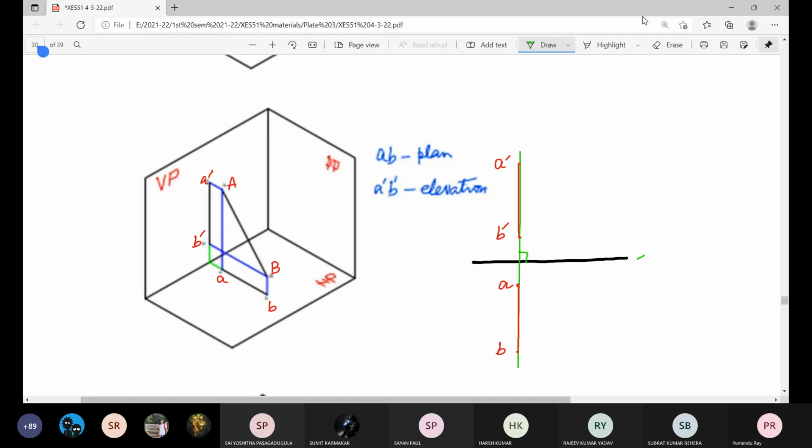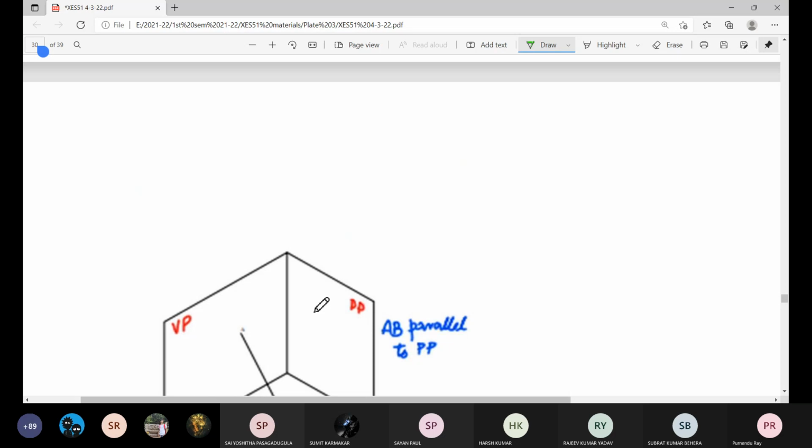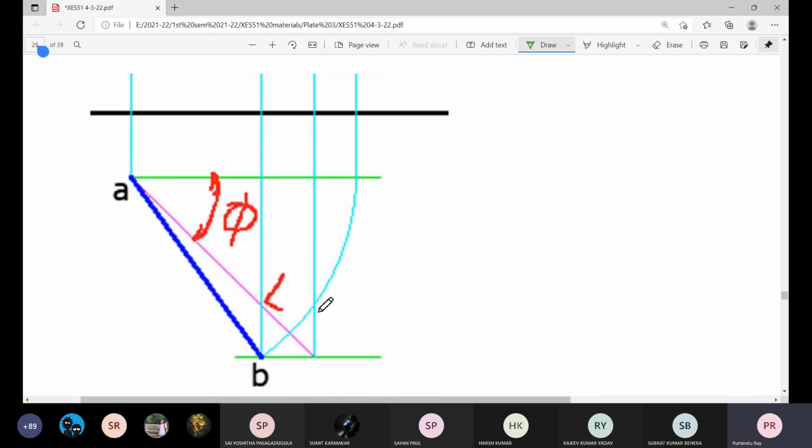the ground line. Okay, very important information. Now can you tell me what is the true length and true inclination of this line? Naturally, we need to follow the reverse step. What is the reverse step? Reverse step is here.